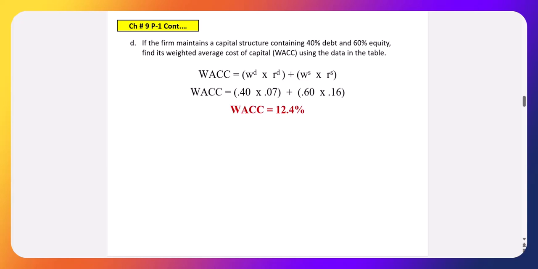In plugging the numbers into the weighted average cost of capital formula, we see the weights: the debt is at 40%, the equity is at 60%, the cost of debt is 7%, and the cost of equity is 16%. We end up at a weighted average cost of capital of 12.4%, which will give us a better indication of whether we should accept the North or the South project, or even both.